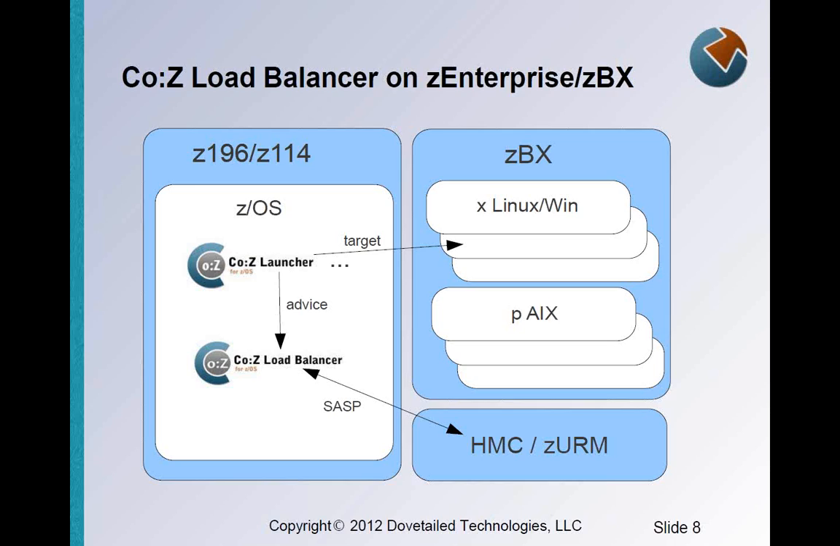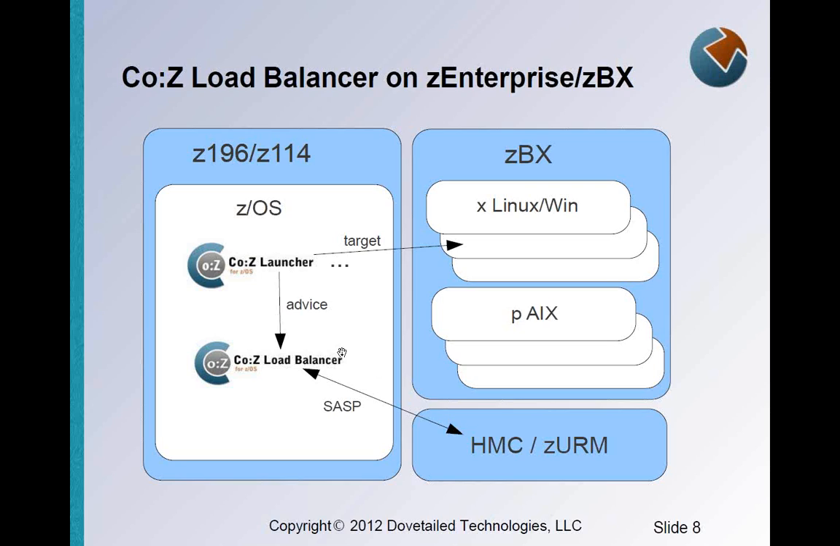In order to figure out which target to use, as I mentioned earlier, we can either explicitly code the address of one of those virtual servers, or we can ask for advice from the load balancer. What the load balancer will do when it's asked for advice is communicate with the HMC in the zEnterprise environment and talk to the zURM over this SASP protocol and ask for the virtual server that best fits the work request based on their relative workloads.